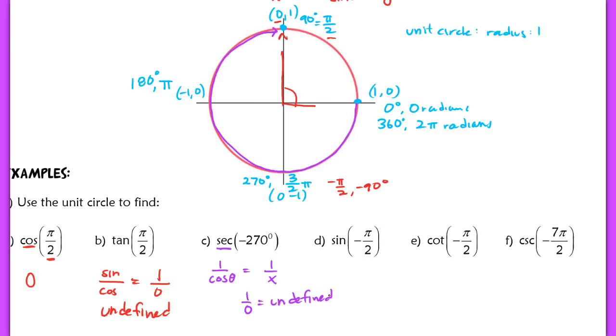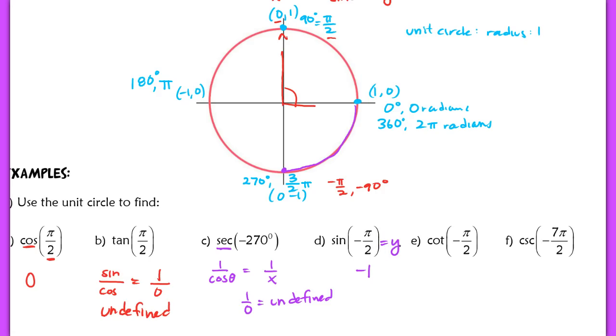Now in D, again, I have a negative value. This time it's in radians. So I start at 0 degrees here, and I'm going to go backwards, clockwise, and I end up at the coordinate here. If I go pi over 2, I end up at 0, negative 1. So the sine of negative pi over 2 is simply negative 1. Remember, it's the y coordinate. Okay, it's the y value.